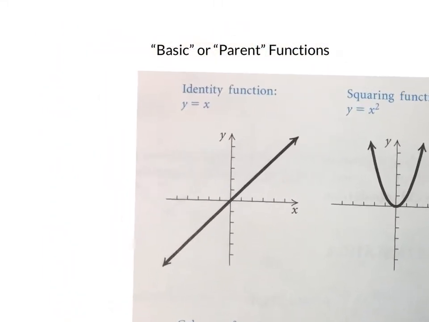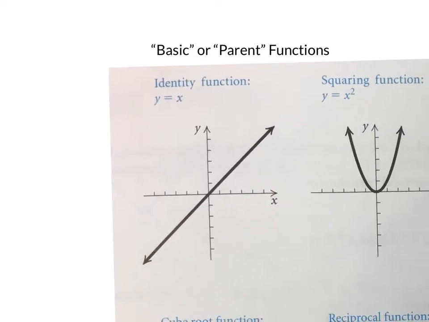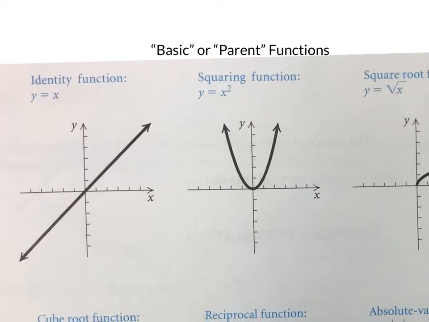The first one's called the identity function, just y equals x. It's just a line that goes through 0, 0, 1, 1, 2, 2, 3, 3. Because all those numbers I just picked, the y and x are the same. Y equals x. Just a line right through the first and third quadrants.